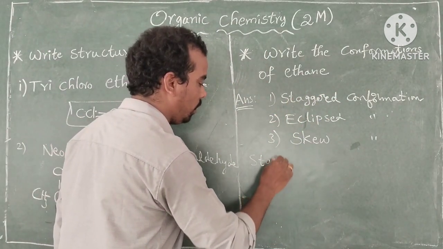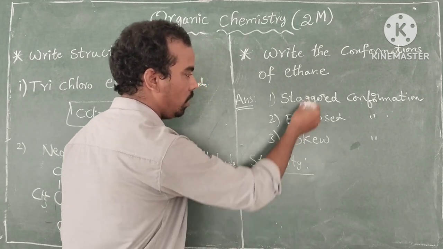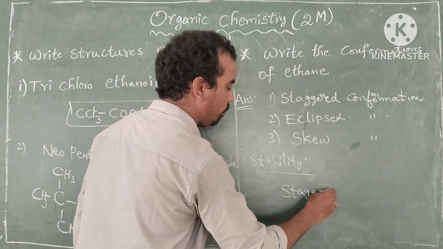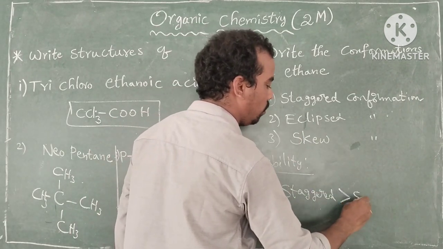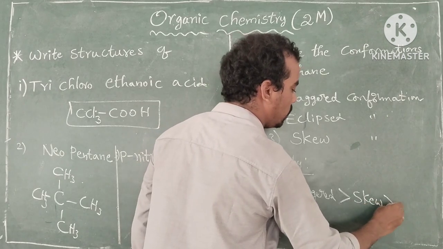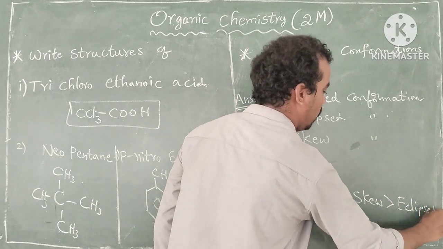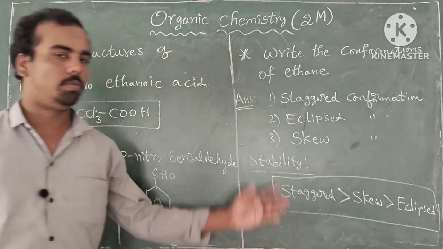So what is their stability? It is a 2 marks question, so staggered is highly stable. Eclipsed is least stable. In between staggered and eclipsed, the skew conformation is there. So skew is greater than eclipsed. So the stability order is staggered, skew, eclipsed. Okay, 2 marks, very important.